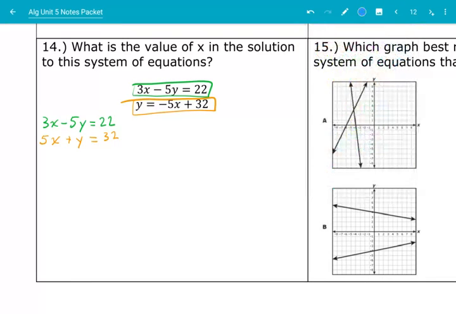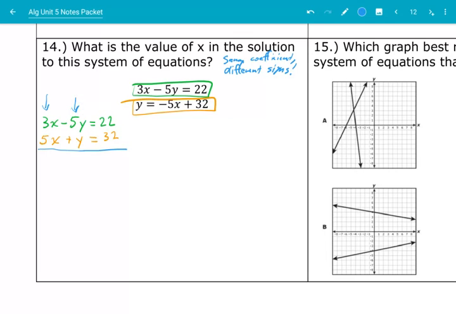Let's use this color and solve. What are we going to have to do? Well, let's see. We need the same coefficient, but different signs. Remember that: same coefficient, different signs. That's what we need to find for elimination. So, 3 and 5, those aren't the same. They have the same signs.